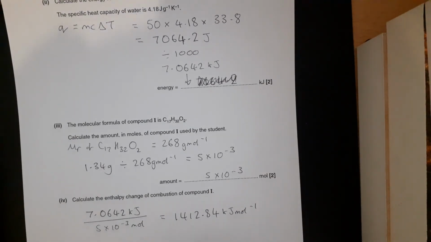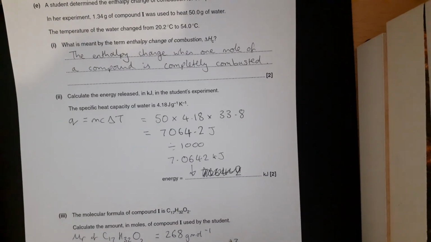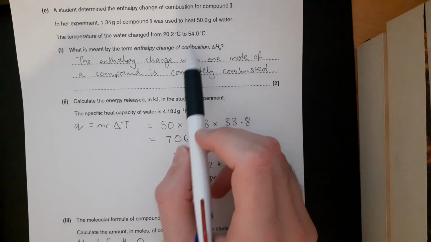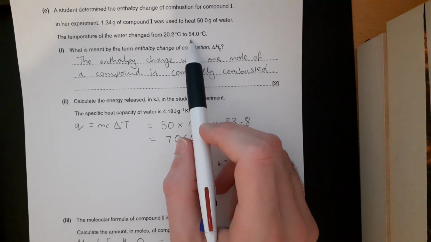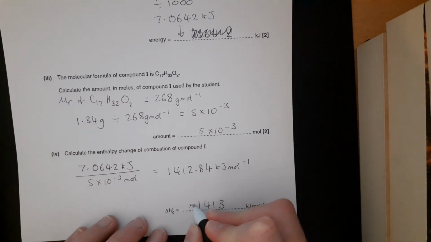But then remember, we always need to think about the sign. Enthalpy changes should always have a sign. It should be positive or negative. So we need to make a decision here. For this, we need to work out what happened with the temperature. So let's go back up and have a look. The temperature went from 20.2 to 54. Okay, so the temperature increased. So therefore it must have been an exothermic reaction. It must have released energy. So if it's exothermic, delta H is going to be negative.